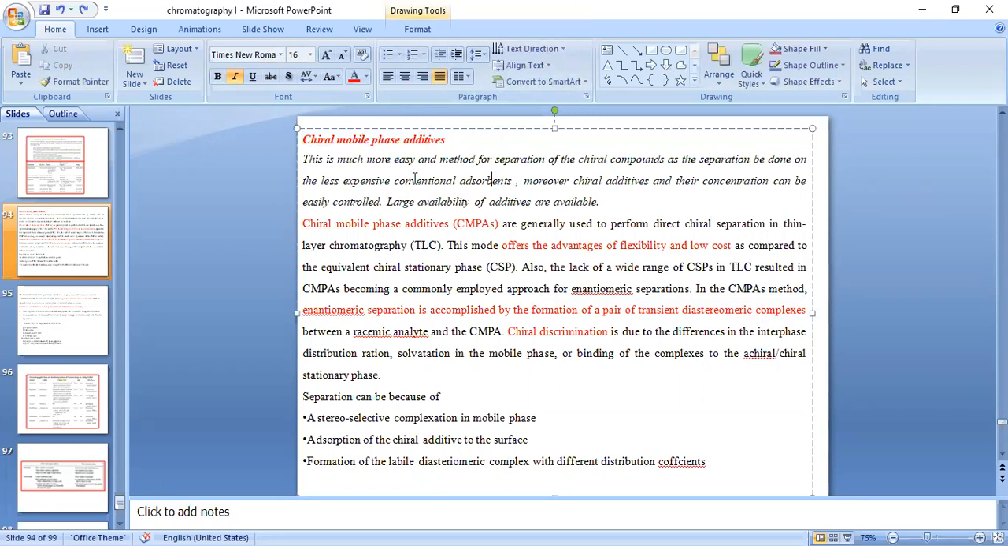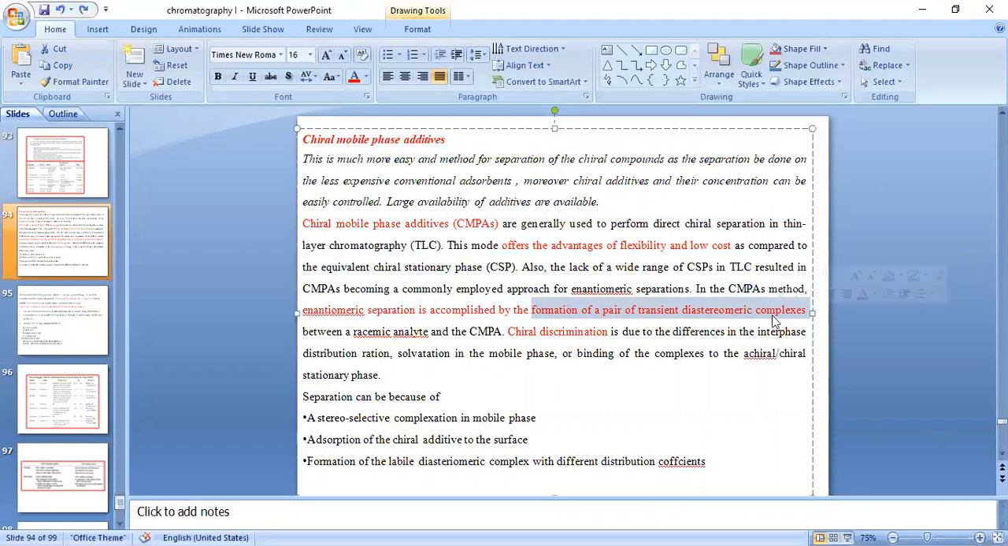हमें normal adsorbent जो आप use करते हैं वो use करना है, और normal solvent जो है वो use कर सकते हैं. Only thing is that we need to add the chiral additives in it. Now these chiral additives are generally used to perform direct chiral separation on thin layer chromatography, and the mode of separation in this case is that these chiral mobile phase additives जो हम add करते हैं, they result in the formation of the pair of transit diastereomeric complexes.